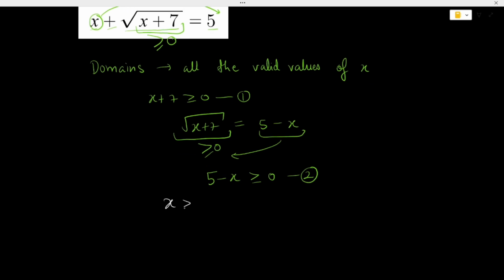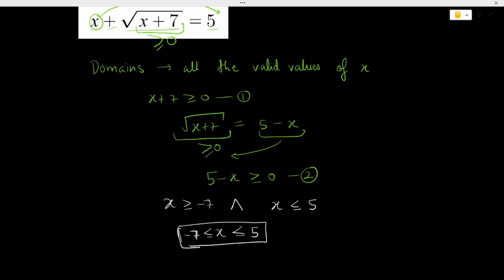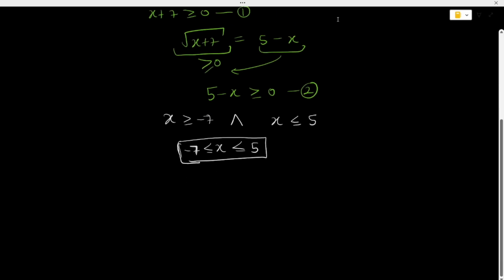We get x is greater than or equal to minus 7 from the first condition and x is less than or equal to 5 from the second condition. So we get the common solution, ranging x from minus 7 to 5. So this is our domain, all the valid possible values of x, so that our answer would be in between these numbers. So now let's solve this equation.